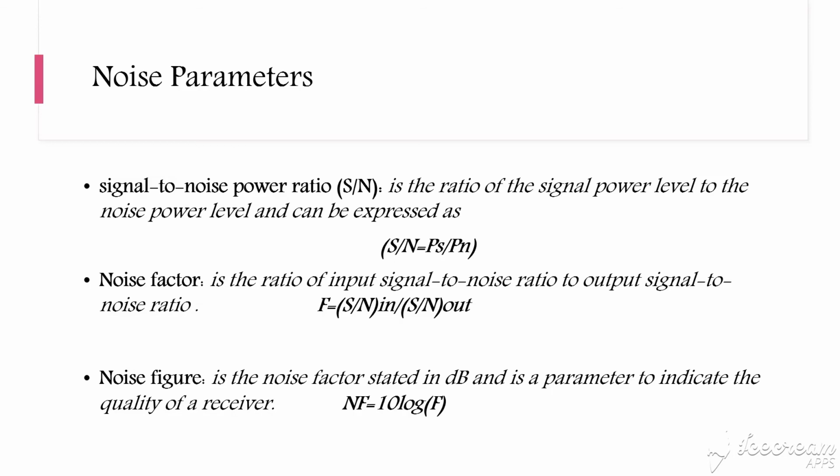And the last one, the noise figure, is the noise factor stated in dB, a parameter to indicate the quality of a receiver. The noise figure is the same as the noise factor, but the difference is that the noise figure is expressed in dB. And this is the expression to find the noise figure, which is 10 log F, where F is the noise factor. So until here we finished our chapter. We hope that you enjoyed it, and that we increased your knowledge about noise and its types.